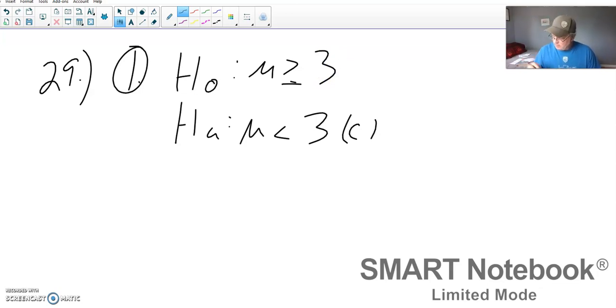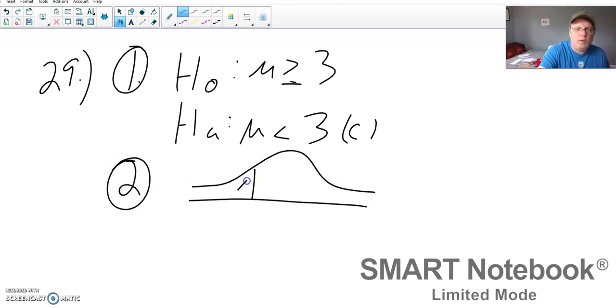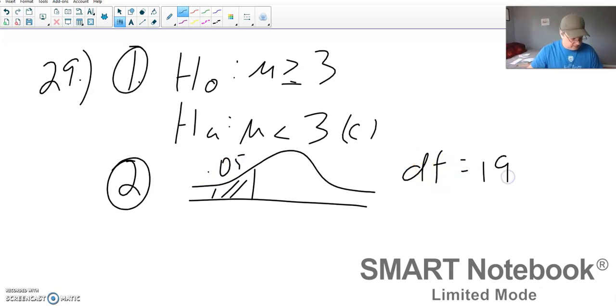So again, it is a left tail test, and we have 0.05. How many are there? There's 20. Degree of freedom is 19. Remember, look up area in one tail. Area in one tail is 0.05. So I have negative 1.729 for the critical t value. That looks good.